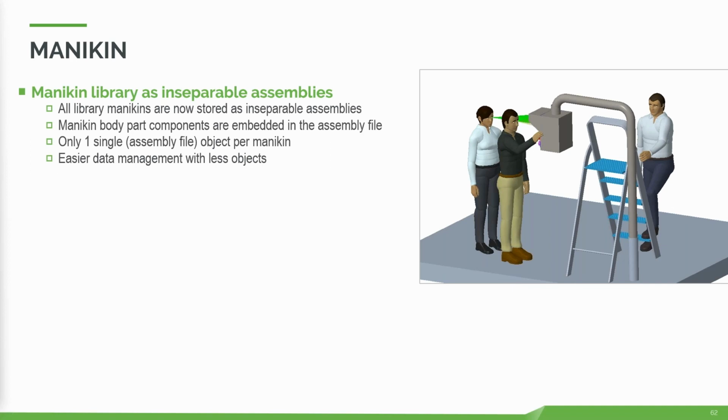So now the mannequin library is provided as a separable assembly, so there's only one single assembly file per mannequin, rather than the thousands of different parts. Like I said, for Windchill users, that's a great thing. Obviously, you need to download the new Creo 10 mannequin library that's available on the PTC site.